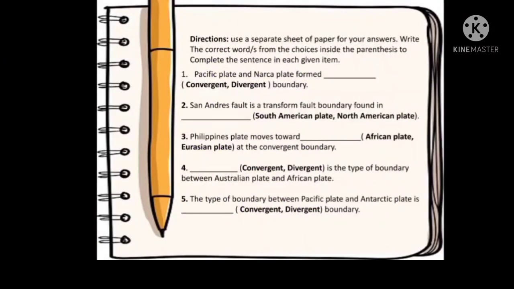I have here the plate boundary map, and I will be giving you questions. Directions: use a separate sheet of paper for your answers. Write the correct word from the choices inside the parentheses to complete the sentence in each given item. I will be giving you 2 minutes to answer these questions. Okay, your time starts now.